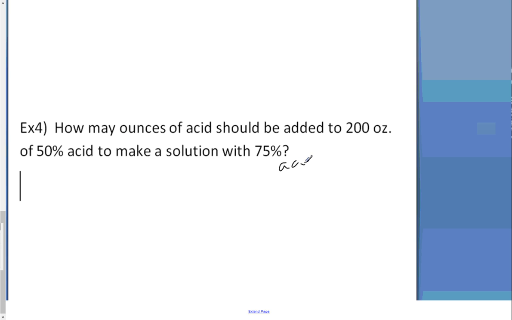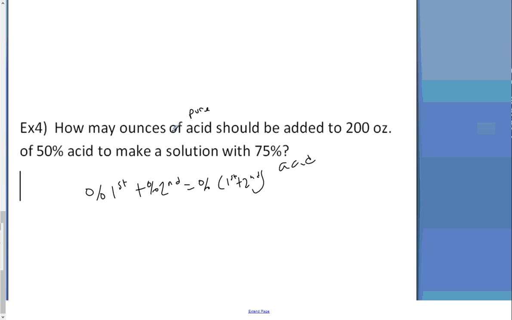Okay. All right. This one's complicated, but let's go through the problem again. Percent of the first plus the percent of the second equals the percent of the first plus the second. Okay? So let's go through it. How many ounces of acid, all right? And when I say acid, I mean pure acid. So how many ounces of pure acid should I add to 200 ounces of 50% acid to make a 75% mixture?